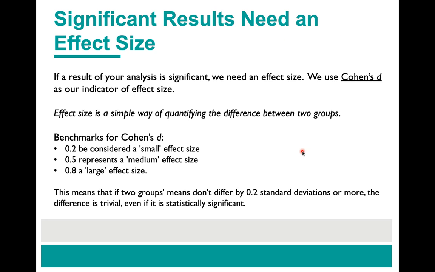Now, the next thing we need to do, because we have a significant effect, is calculate an effect size. We do this with Cohen's d. Cohen's d is the way of quantifying the difference between two groups. And we're going to have a benchmark for interpreting this Cohen's d. A Cohen's d of 0.2 is considered a small effect. 0.5 is a medium or moderate effect. 0.8 is a large effect.